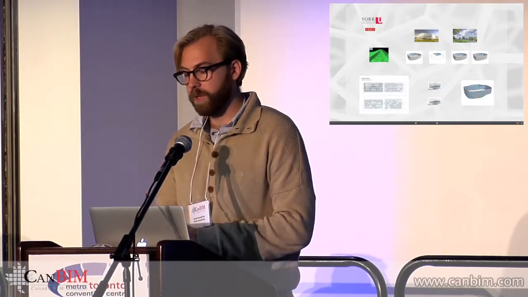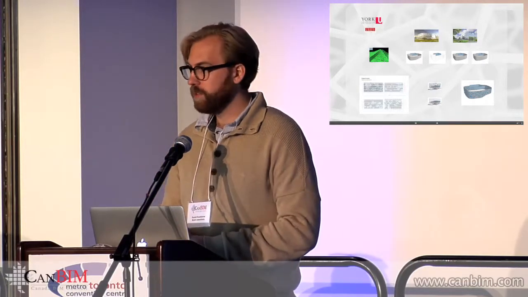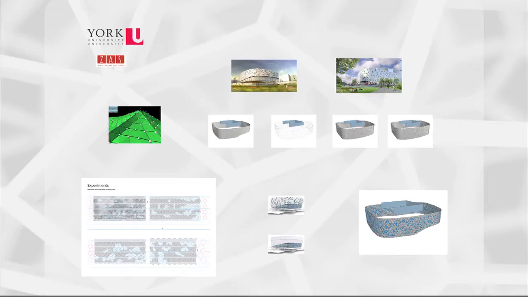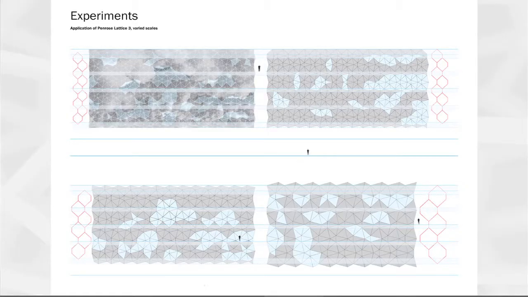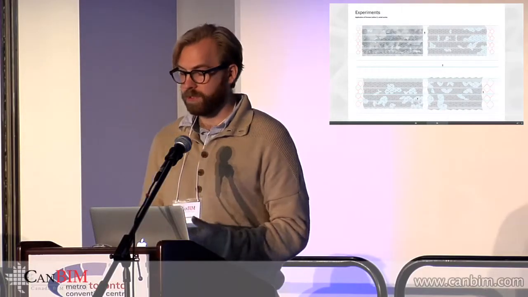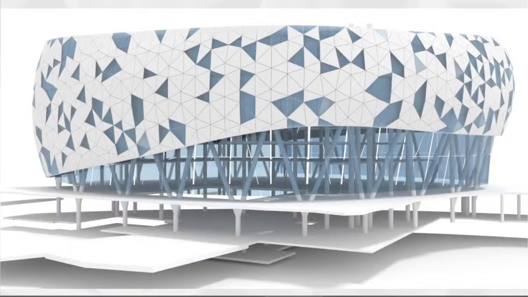Okay, this is a project that I've been working on for the past couple months, and it's been publicly announced, and some of these renderings are like 2 days old, so I'm really excited to talk about it. The client is York University, and the lead architects are ZAS. The initial starting point was this pattern, originally introduced by Penrose, who's a famous mathematician. And they wanted this pattern to be applied to a doubly curved skin.